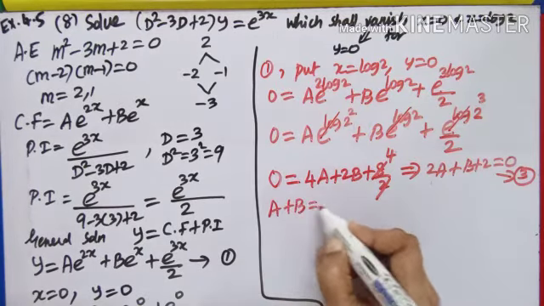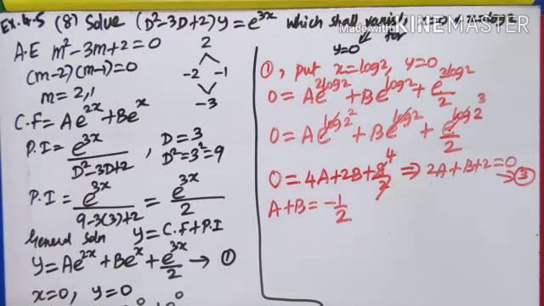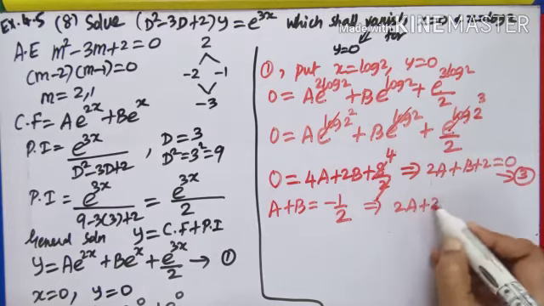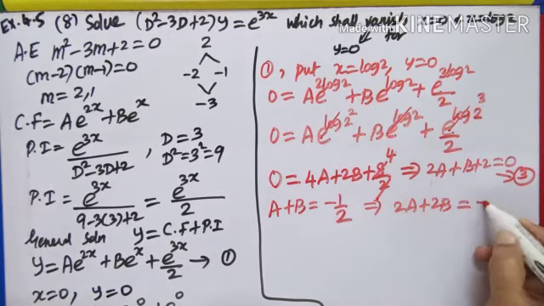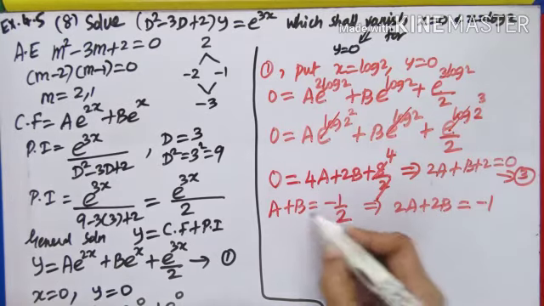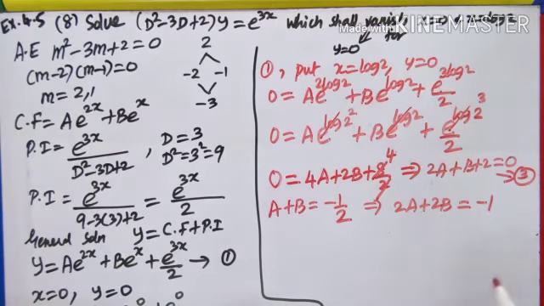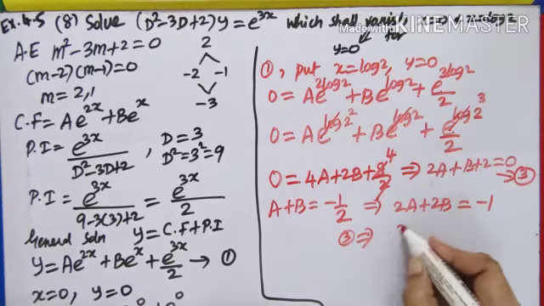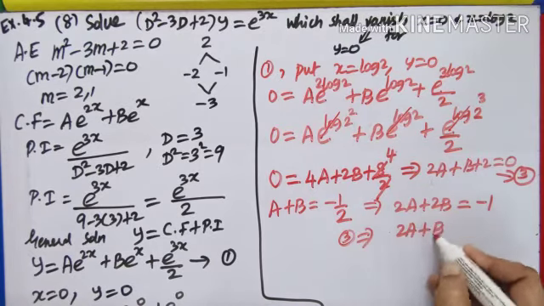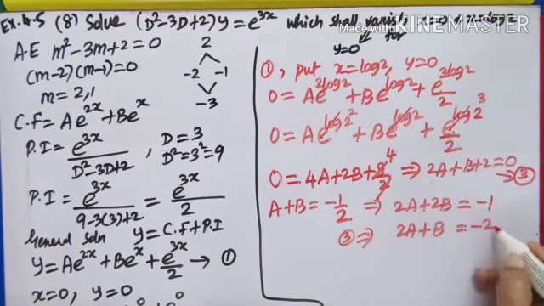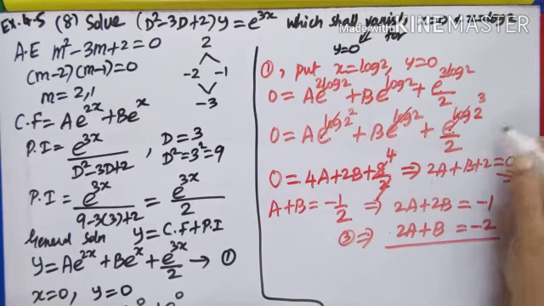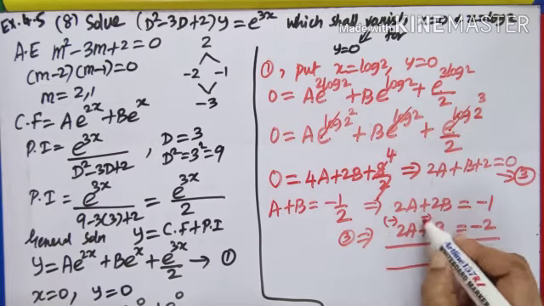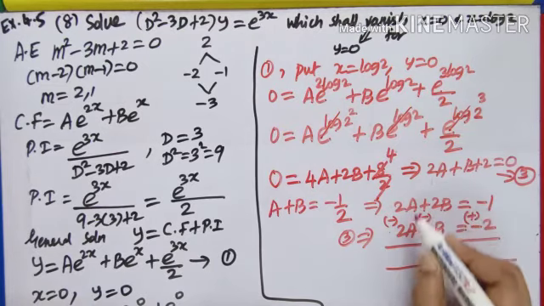A plus b is minus half. Cross multiplying, 2a plus 2b equal to minus 1. Write third equation in the same pattern. 2a plus b equal to minus 2. Plus 2 I have brought to the other side. Change the symbol. Minus, minus, plus.